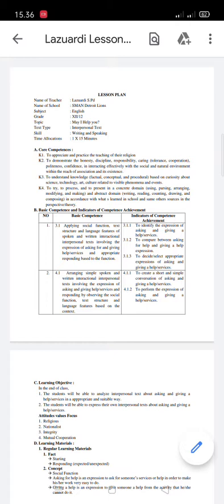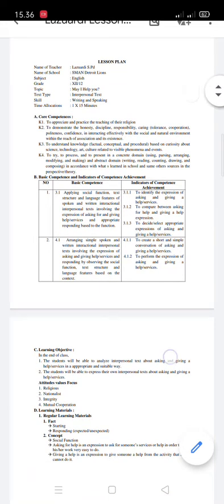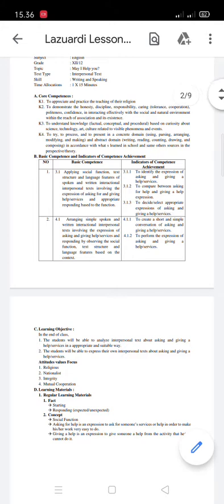Okay, all of the core competencies are still the same, and we go to the basic competence and indicators of competence achievement. For the basic competence, there are 3.1 and also 4.1. 3.1 is applying social function, text structure, and language features of spoken and written interactional interpersonal texts involving the expression of asking for and giving help or services and appropriate responding based on the function.